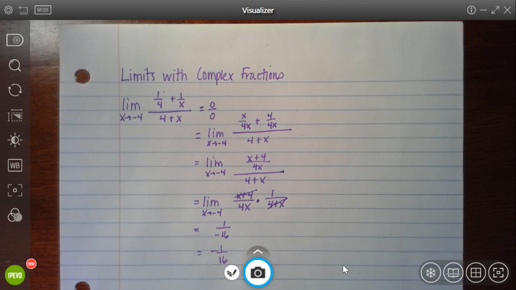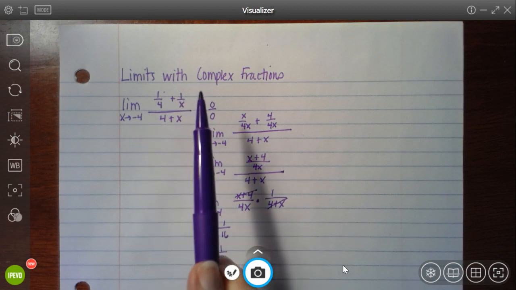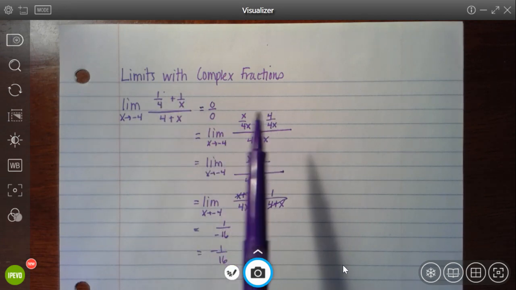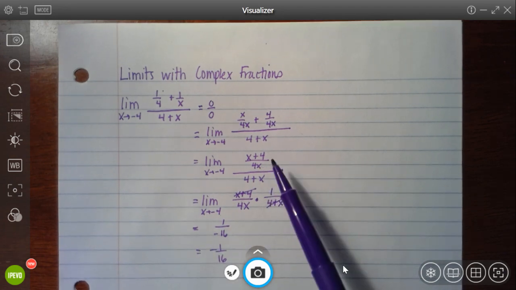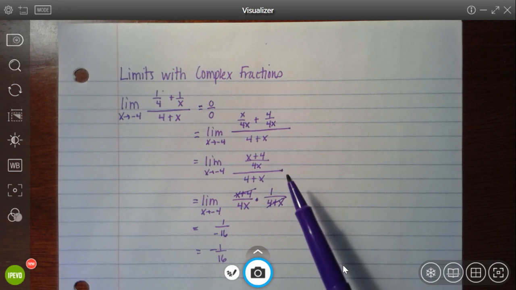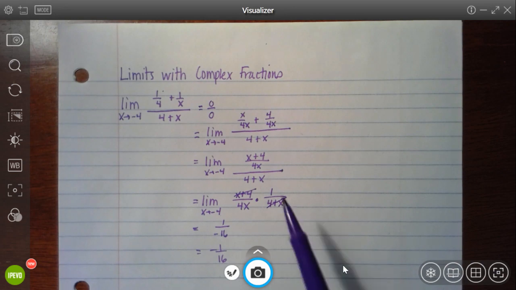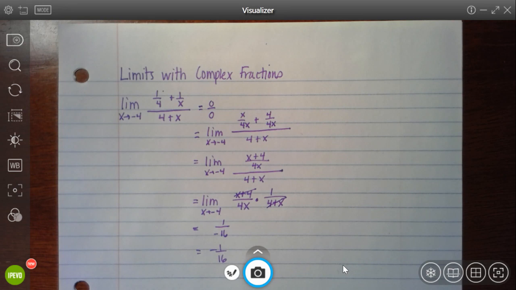So anytime you encounter a limit with a complex fraction, you're going to find your common denominator, add those fractions or subtract depending on what the problem asks you to do, merge them into a single fraction, and then just rewrite it using your definition for division with fractions. Do your keep, change, flip: keep your numerator, change your division bar to multiplication, and then flip over your denominator, and then you should be able to simplify and get an answer from there.